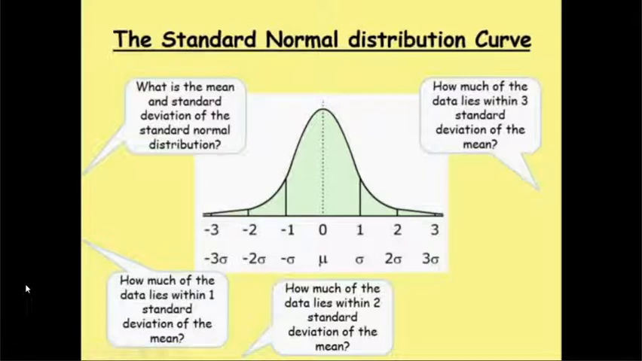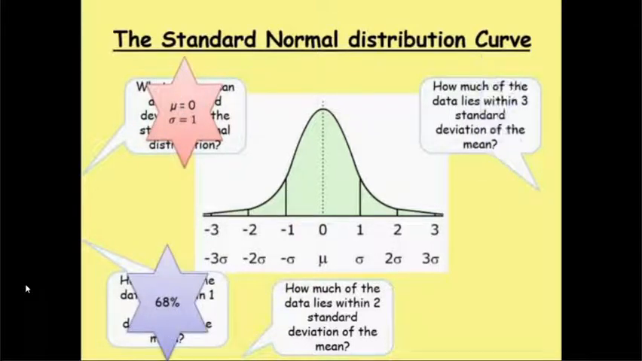Well, the mean is going to be the middle value, which is 0. The standard deviation is just going to be 1, just because of the way the data is. Okay. How much data lies within 1 standard deviation? You need to remember this, which is 68%.